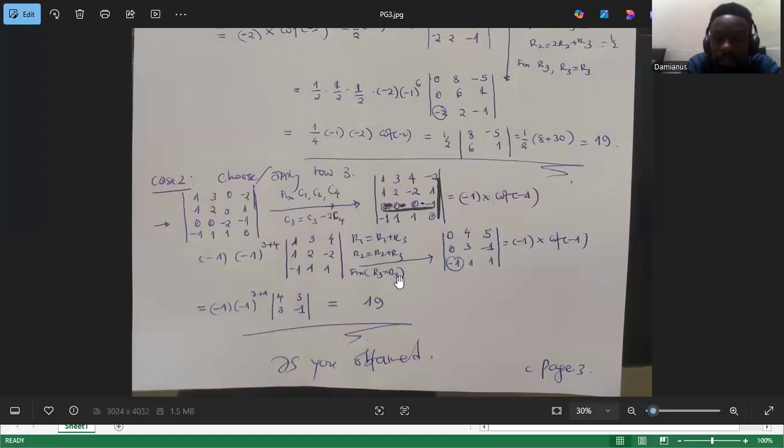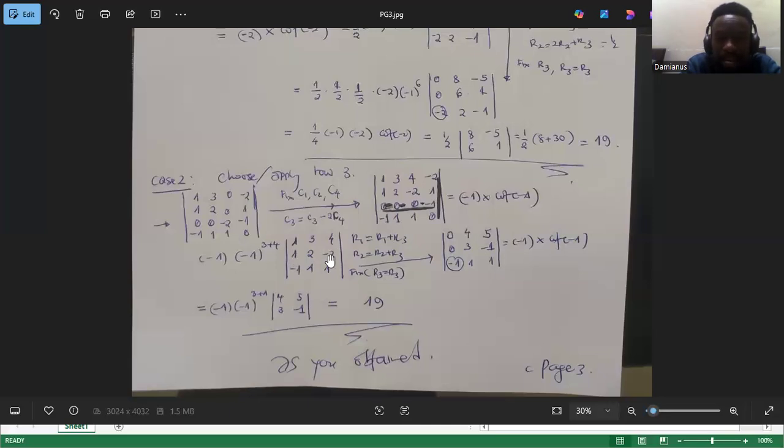So row 3 is row 3. And then row 1 is row 1 plus row 3. And row 2 is row 2 plus row 3. So if you take row 1, row 1 plus row 3 is just 1 plus 1, which is 2... wait, it is -1 plus 1 is 0. 3 plus 1 is 4. 4 plus 1 is 5. So you have 0, 4, 5.